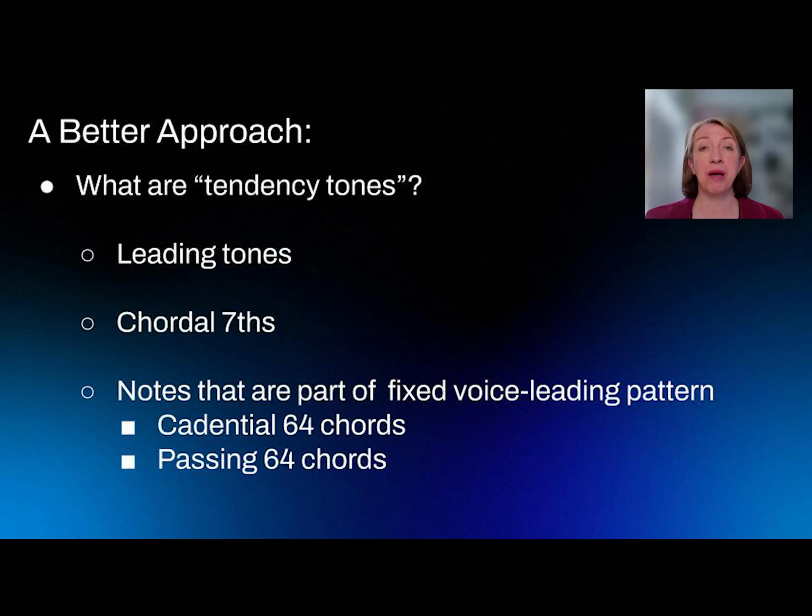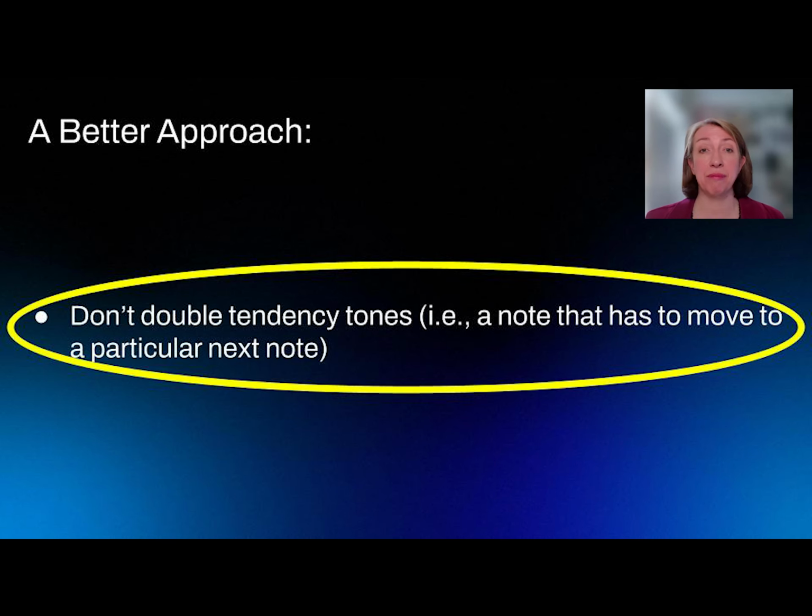Let's talk a little bit more about what a tendency tone is. A tendency tone is a leading tone. A tendency tone is a chordal seventh, and a tendency tone is a note that is part of a fixed voice leading pattern, and we're going to find those in cadential 6/4 chords and in passing 6/4 chords. The only guideline that we have to really remember is don't double tendency tones.